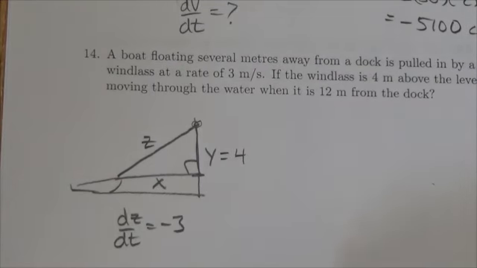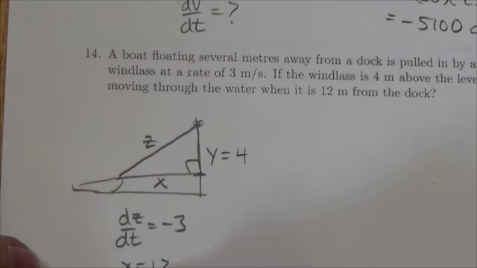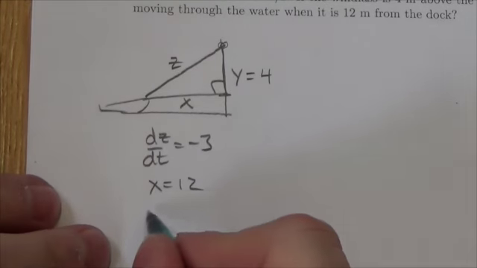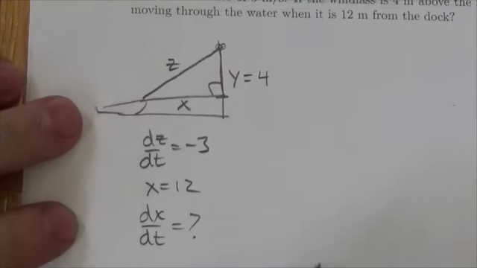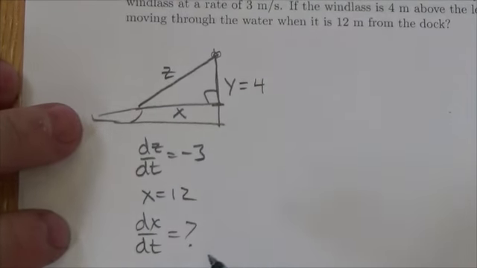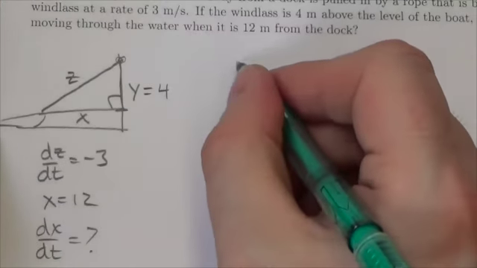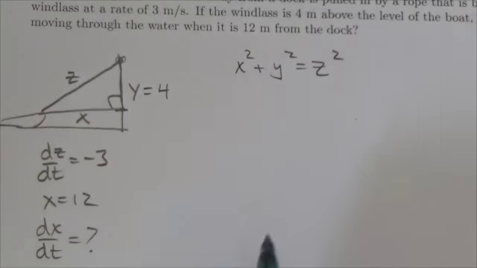The question is, how fast is the boat moving through the water when it is 12 meters from the dock? So we're going to look at the specific instance when x is 12, and what we're interested in is what dx by dt is. So now, in what way can we relate all three of these variables? Well, obviously this is the Pythagorean theorem. So x squared plus y squared is equal to z squared.